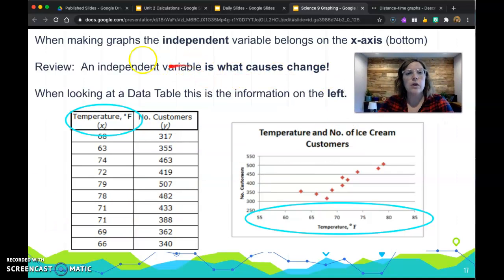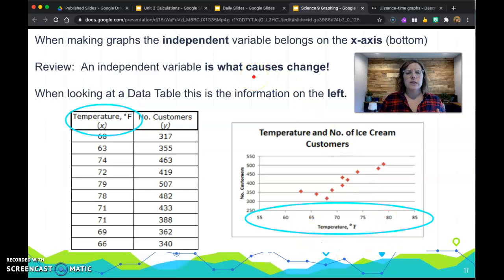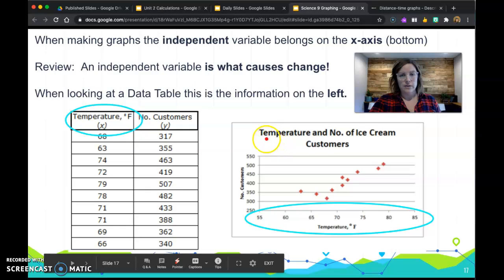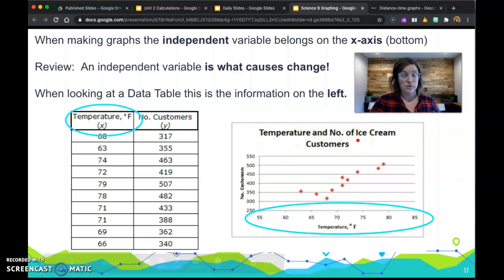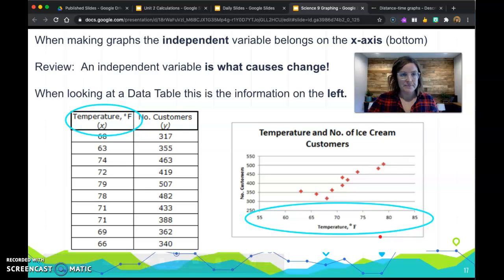Alrighty. So in making graphs, the independent variable belongs on the x-axis, the bottom. So in this case, the independent variable is temperature in degrees Fahrenheit. And remember that independent variable, that's what causes the change. So in this graph here, we see temperature and number of ice cream customers. So we're going to assume because the temperature is the independent variable, the temperature is going to determine how many people will buy ice cream.